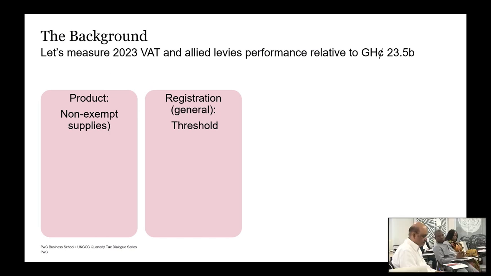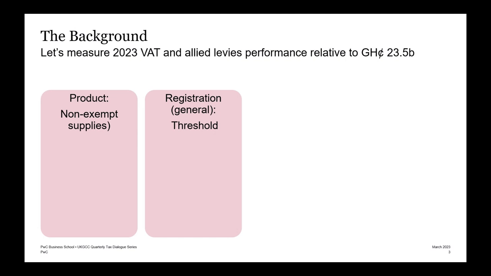If the answer is no, we must obviously define a threshold. So if you are doing business and your supplies do not exceed the equivalent of 200,000 over a 12-month period. And let me break that down. On average, or broadly speaking, if you do not supply anything more than 20,000 cedis a month, we're obviously not interested in you, unless you want to bring yourself into our net. Let's break down that further. 20,000 a month gives you about 5,000 cedis a week.